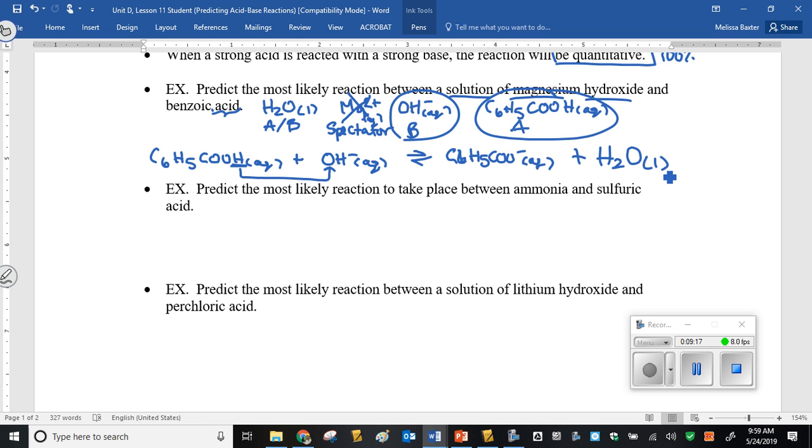Now the last thing we have to say is which side of this reaction is favored. So the rule is if the acid is higher than the base, products are favored. If the base is higher than the acid, reactants are favored. If you look in your data booklet, I'm going to say that the products are favored, and that's because benzoic acid is up here and hydroxide is way down there.